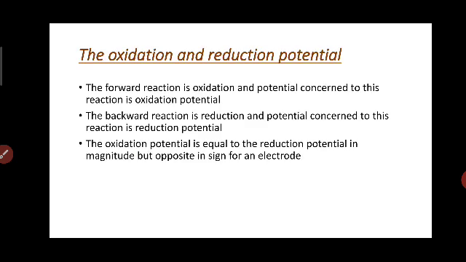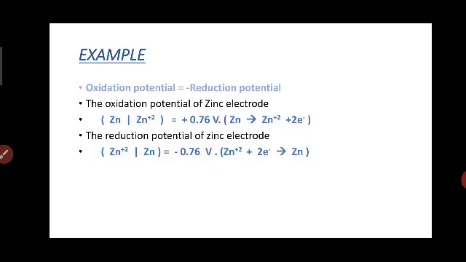These two, oxidation and reduction potentials, are quite opposite but the same in magnitude. For example, oxidation potential is equal to minus reduction potential. If the oxidation potential of zinc electrode is plus 0.76 volts, then the reduction potential of zinc electrode is minus 0.76 volts.